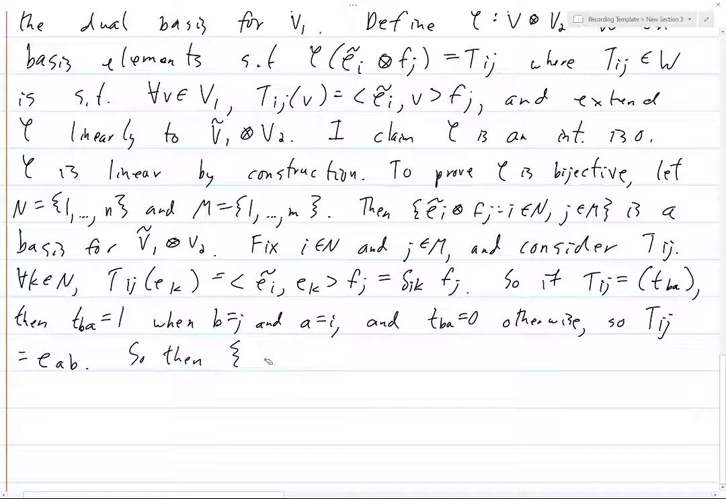So this means that T_ij, where i is in n and j is in m, is a basis for the set of m by n matrices.